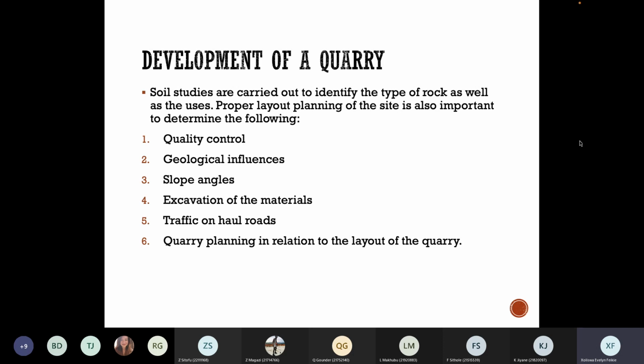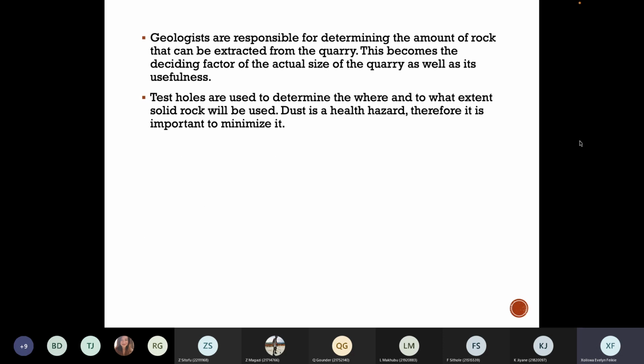So they say that geologists are responsible for determining the amount of rock that can be extracted from the quarry. This becomes the deciding factor of the actual size of the quarry as well as its usefulness. Test holes are used to determine where and to what extent solid rock will be used.